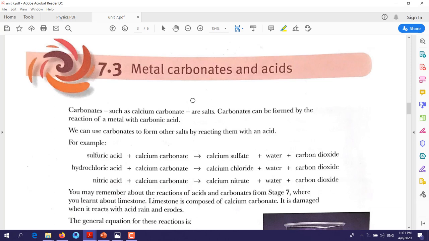Seven point three, metal carbonates and acids. So here we will look at making salts when metal carbonates react with acid. What do we mean by this title? Sulfuric acid, when it reacts with calcium carbonate, a metal carbonate, what will it make? It will make calcium sulfate, which is an example of salt, plus water, plus carbon dioxide.